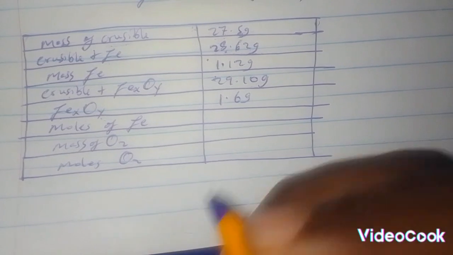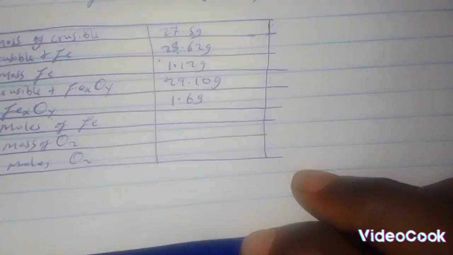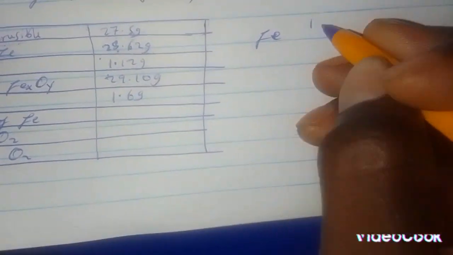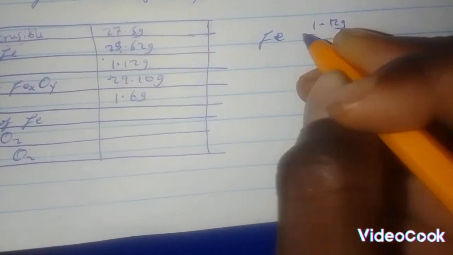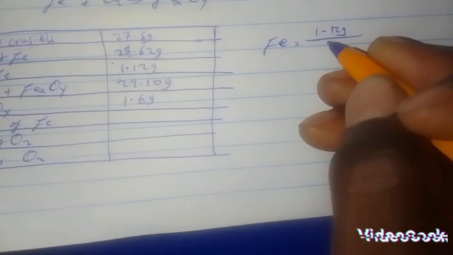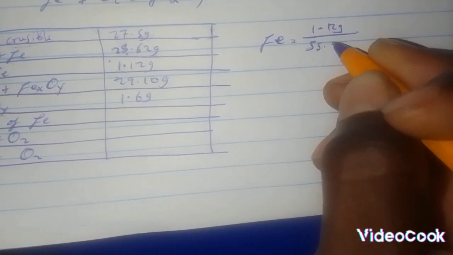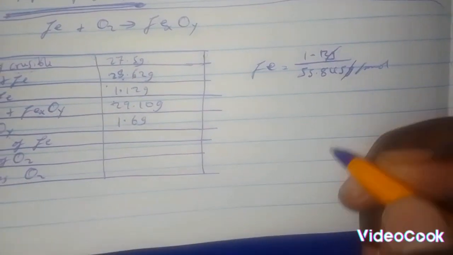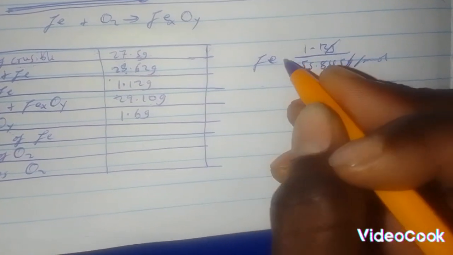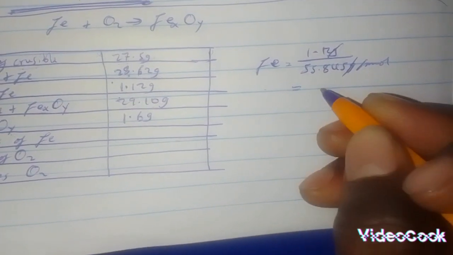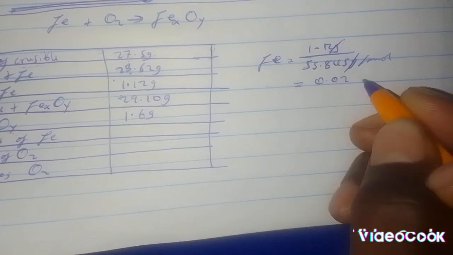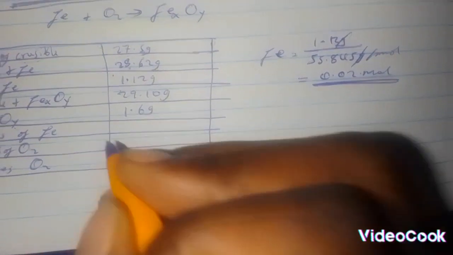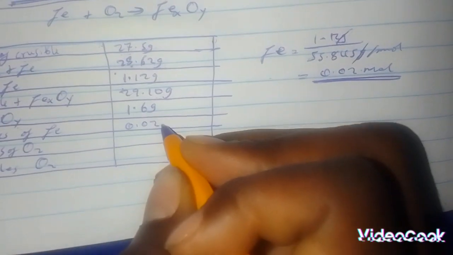1.6 grams. Okay, so they want the moles of what? Moles of iron. Now, moles of iron, we know that we are given the mass here, which is 1.12 grams, divided by the molar mass for iron, which is known to be 55.845 grams per mole. So this gram and this gram will cancel. Then we'll say the number of moles for iron is 0.02 moles. Okay, so we'll bring it here, 0.02 moles.